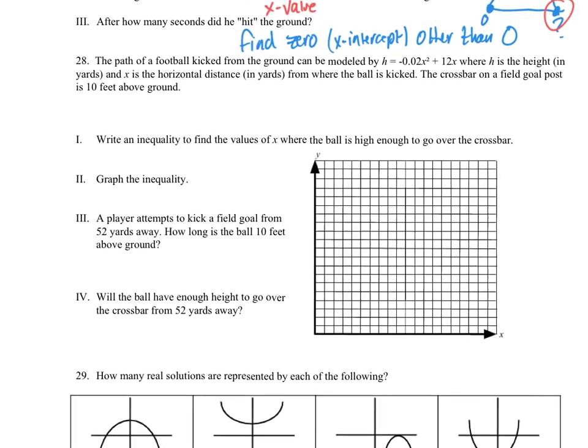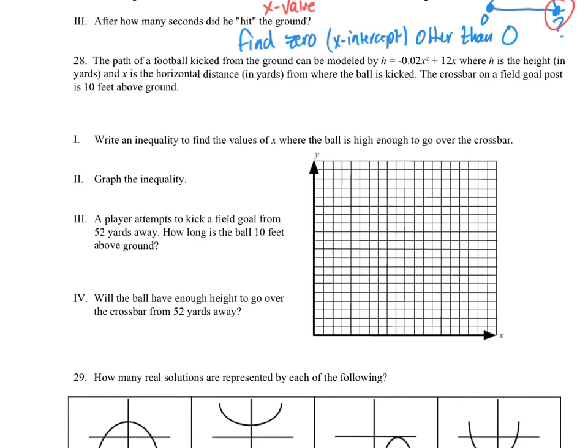Honestly, I don't like the way this one's worded too well. So, crossbar on a field goal post, right? Write an inequality to find the x values where the ball is high enough to go over the crossbar. So basically, this equation here is the height of your kick. So you have negative 0.02 x squared plus 12x.